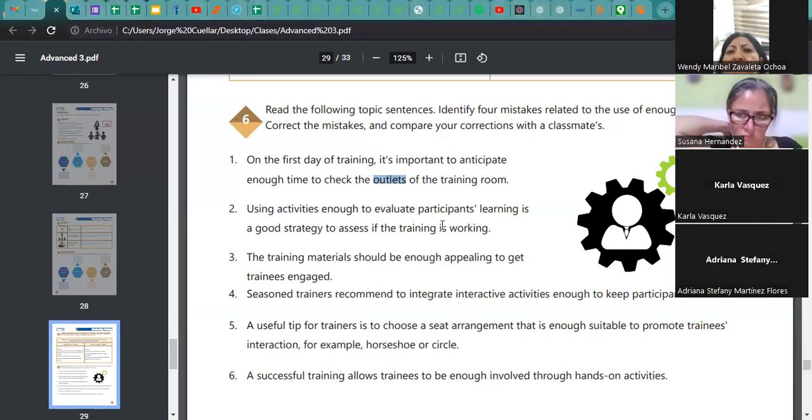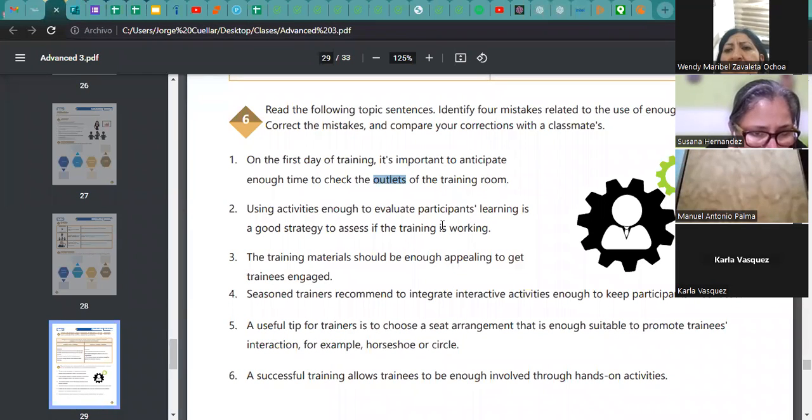What are outlets, do you know? Does anybody know what is an outlet? No. I know the outlets for shopping. Well, that is it. But in this case, it is where you connect the computers or anything like that.